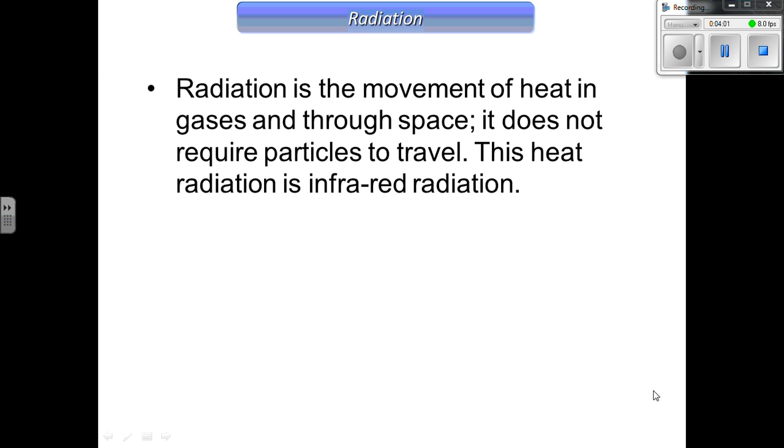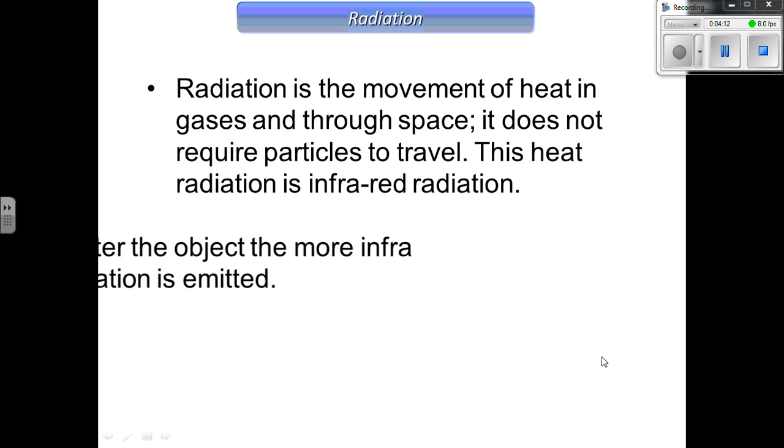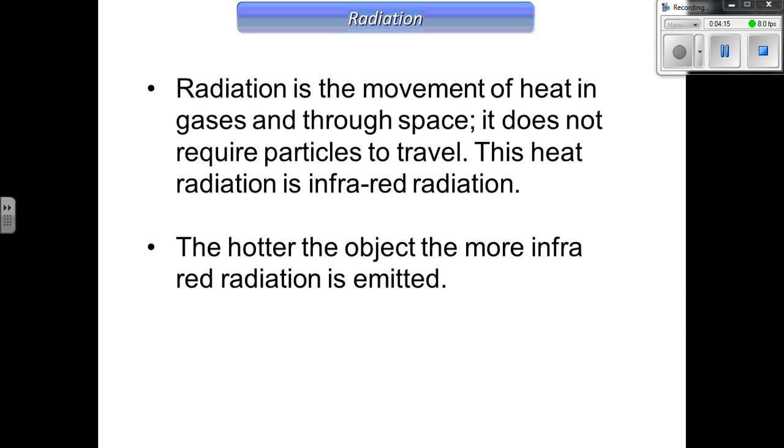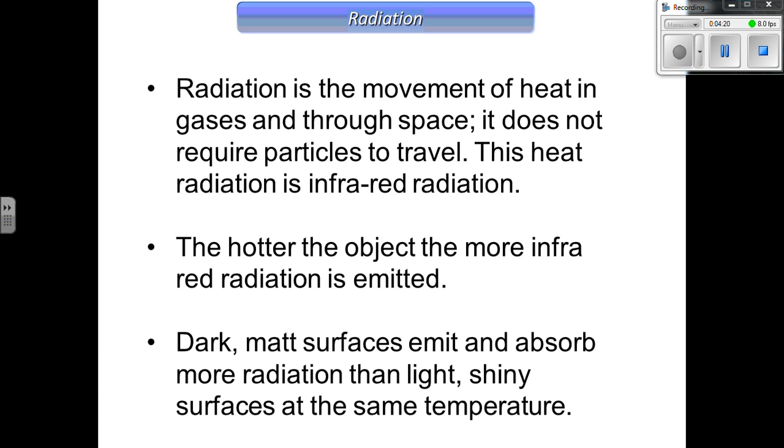And then finally, we have radiation. Radiation is the movement of heat in gases and through space. It does not require particles to travel. This heat radiation is normally infrared radiation. The hotter the object, the more infrared radiation is emitted, and dark non-shiny surfaces normally emit and absorb more radiation than light shiny surfaces. So that's why you'll see that when you want to keep something warm, like after a runner has been running, they'll wrap them up in tin foil. That's to keep all the heat energy inside to keep the person warm.